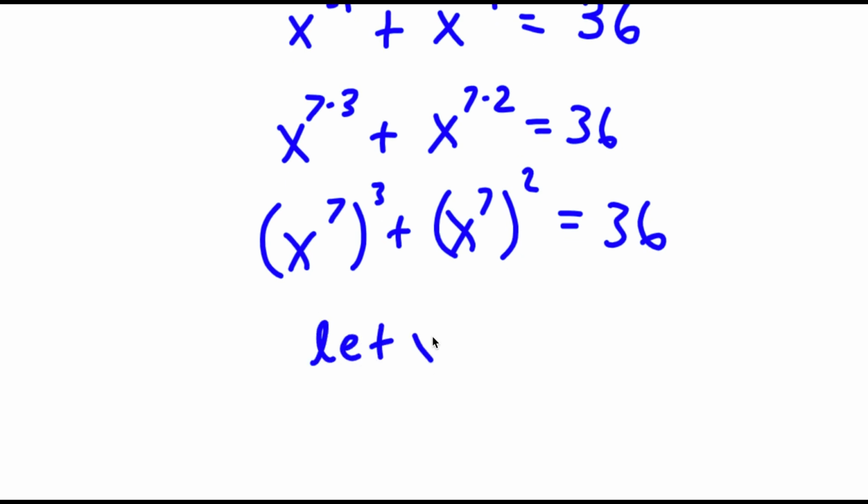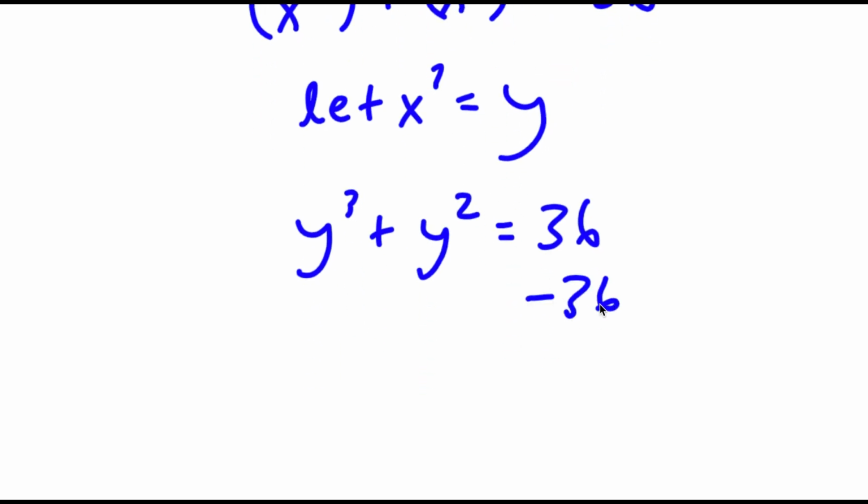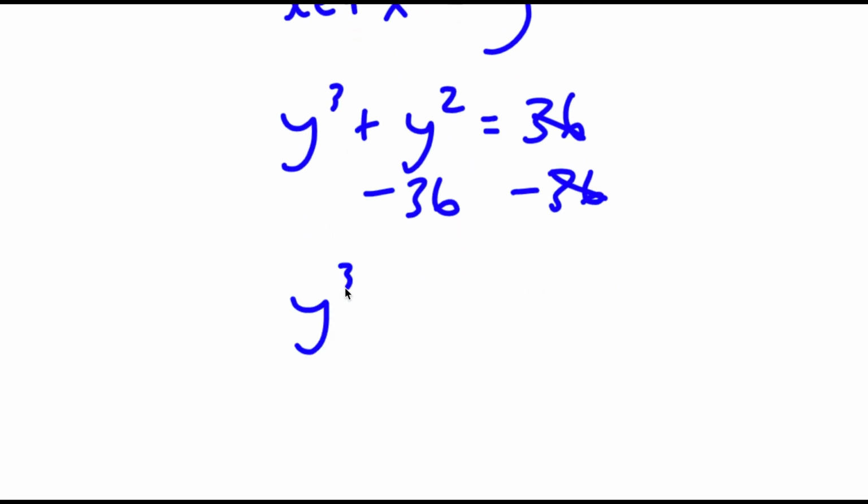Now I can let x to the power of 7 equal to the variable y. So now I have y to the power of 3 plus y squared is equal to 36. Now if I subtract 36 on both sides, these two cancel out, and I get y to the power of 3 plus y squared minus 36 is equal to 0.